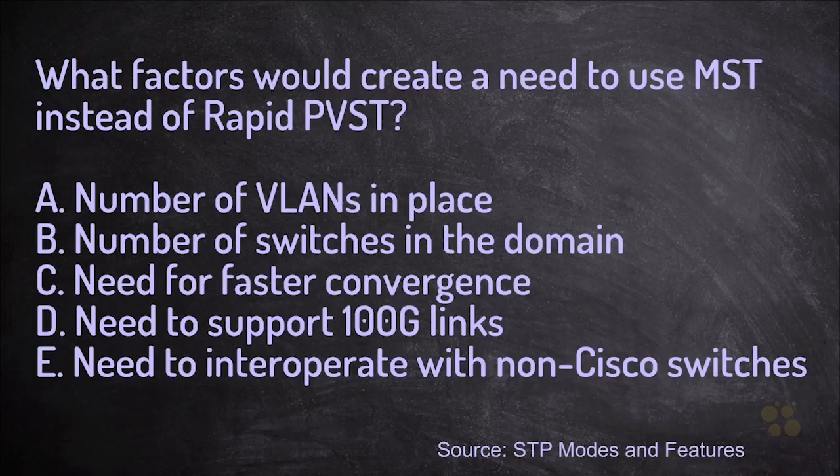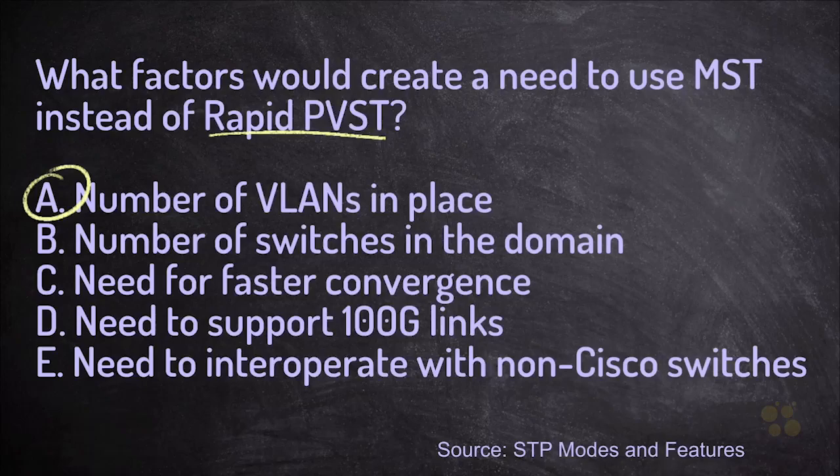Next up, what factors would create a need to use MST instead of rapid PVST? All right, so let's go through each one of these. For letter A, number of VLANs in place, that actually is a factor because we recall that rapid PVST is going to make a spanning tree topology per VLAN. And if the switch can't support enough topologies for all of the VLANs, then that's a big concern. So A absolutely is a reason why we might migrate to MST, which deploys policies independent of the number of VLANs in place. Second up, the number of switches in the domain.